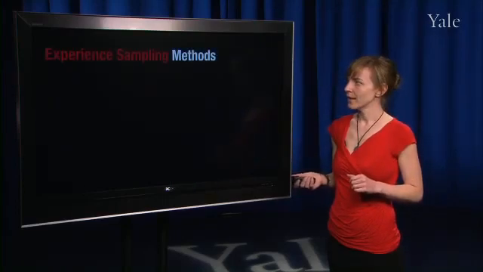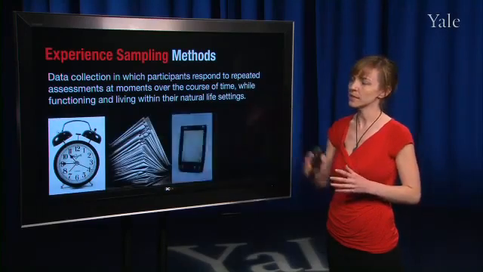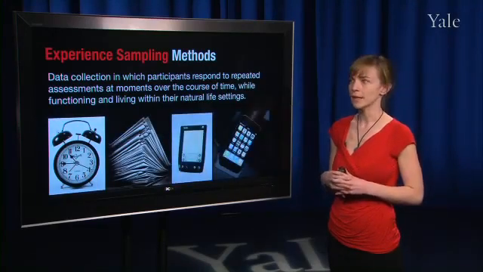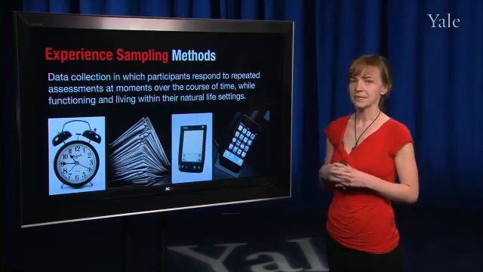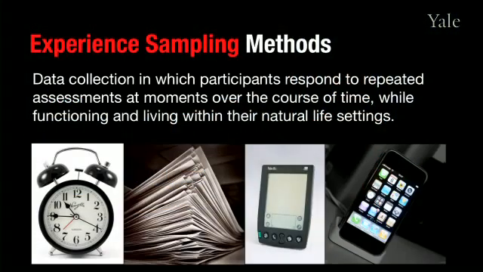And then finally, the third common measure of subjective experience, as you can see here, is what's called experience sampling methods, often referred to as ESM. So ESM is a really fascinating way to collect information about a person's emotion state outside of the lab, in their own naturalistic daily life. This is a type of data collection in which participants respond to repeated assessments at moments over the course of time while functioning and living within their natural life settings.